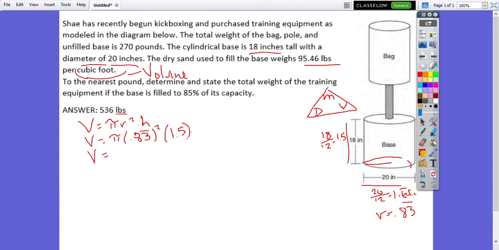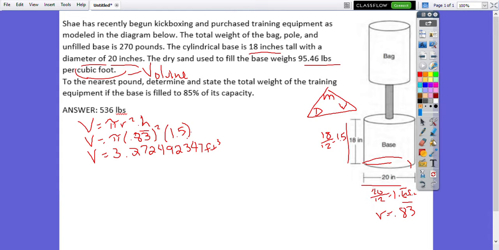All right, so we're going to take that number, and let's just do times pi while we're at it. And we're going to get 3.2724923347, and this is feet cubed. All right, so that's our volume.